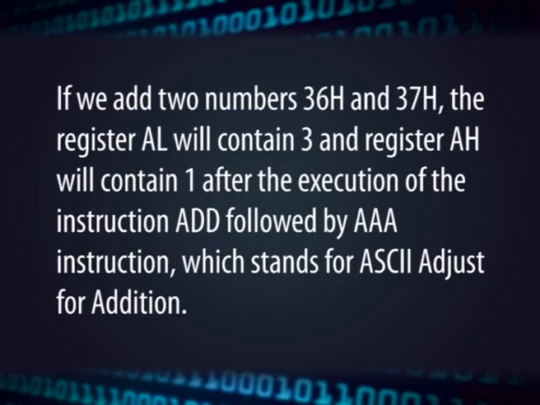If we add the two numbers 36 hexadecimal and 37 hexadecimal, the register AL will contain 3 and register AH will contain 1 after the execution of the instruction add followed by AAA, which stands for ASCII adjust for addition. So, what we have learned today are the various instructions of 8086 and how they are executed. The instructions related to data transfer and arithmetic instructions like add were covered in detail.